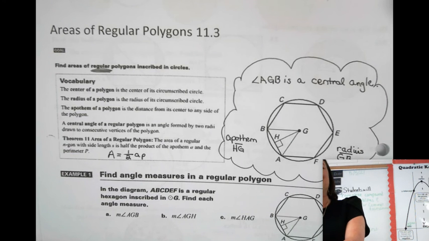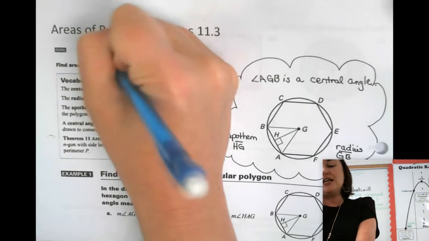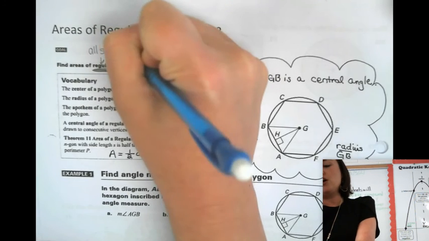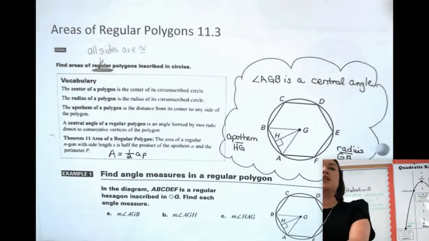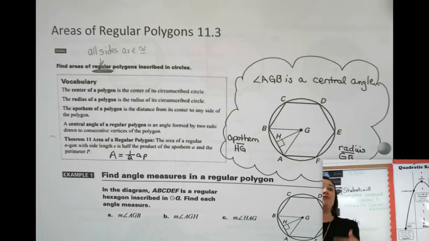It's not very common. All great guesses. But regular means all sides are congruent. So if it's a regular pentagon, it means it has 5 sides and all 5 of them are the same length. If it is a regular hexagon, it has 6 sides and all 6 of them are the same length.